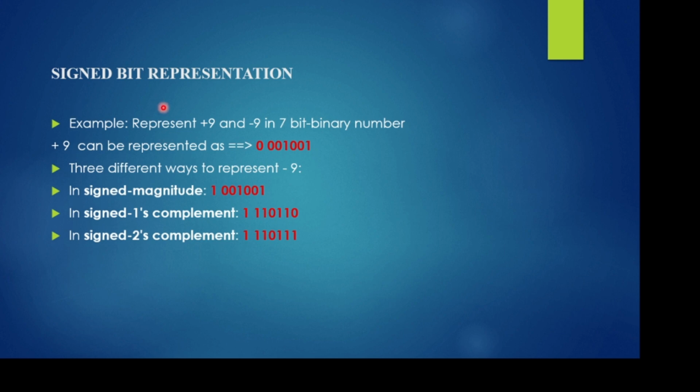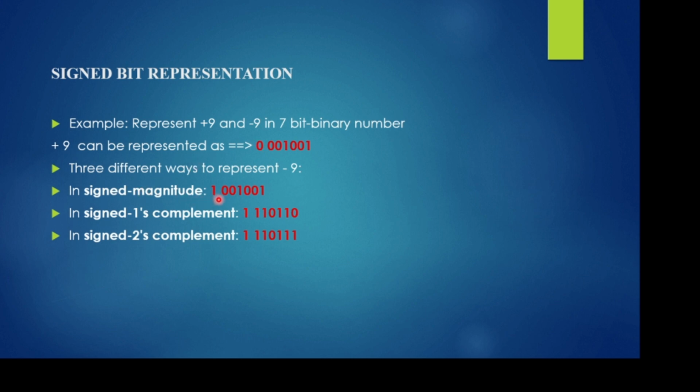We can consider one more example. Here in this example, we have considered the numbers plus 9 and minus 9 in 7-bit binary representation. So plus 9 can be represented as follows. We all know that for representing 9 we need only 4 bits, but here we are using a 7-bit representation, so we are extending by 2 bits using 2 zeros, and 1 bit is dedicated for representing the sign of the number, since it is sign magnitude representation. 0 indicates the number is positive.